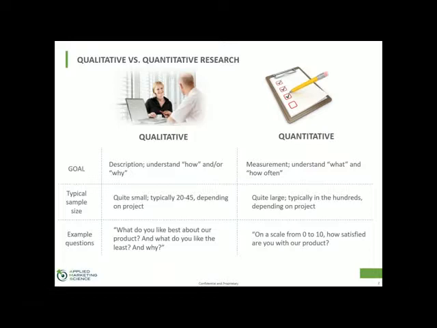In contrast, we use quantitative research when we want to understand what or how often people do things. Quantitative research is closed-ended. Respondents must choose among a set of pre-written answer options. Quantitative research typically looks at frequencies or percentages, or it measures whether a relationship between 2 or more variables is statistically significant. Quantitative sample sizes are typically much larger than qualitative samples, often into the hundreds.